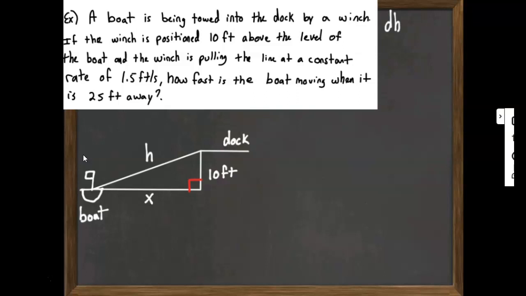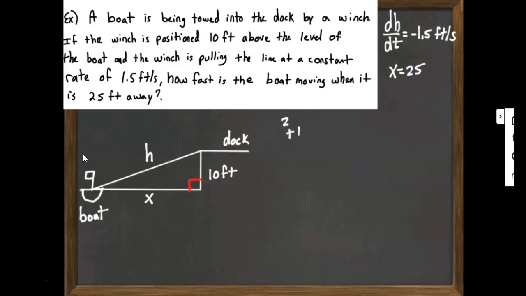We know that the rope is being wound in at a rate of 1.5 feet per second. So that tells us dh/dt is negative 1.5. It's getting shorter. We want to know how fast the boat is moving. In our picture, we know the boat is currently 25 feet away. We want to find dx/dt. How fast is the boat moving?